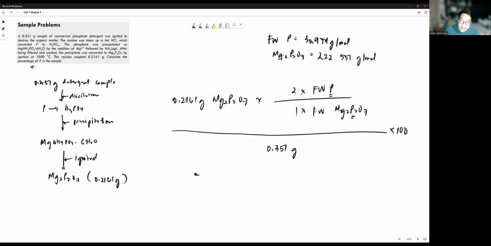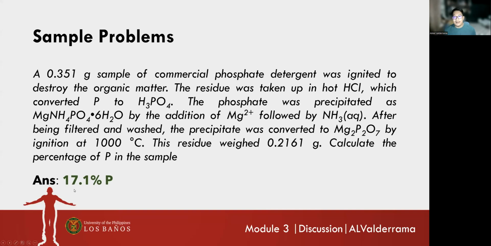Okay? And as you plug in the values that we have here, you'll get 17.137418.01% phosphorus. And as we follow the correct number of significant figures, we will report it as 17.1% phosphorus. Okay? And to check our answer, 17.1%. Okay?